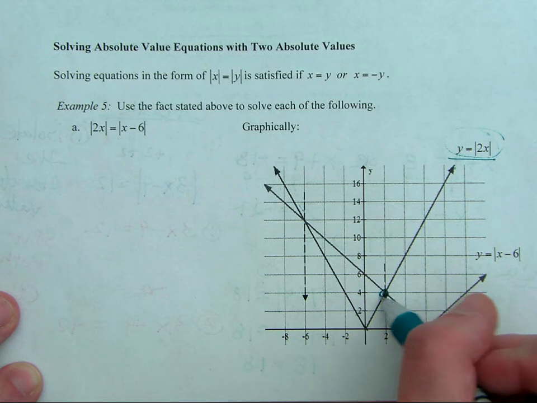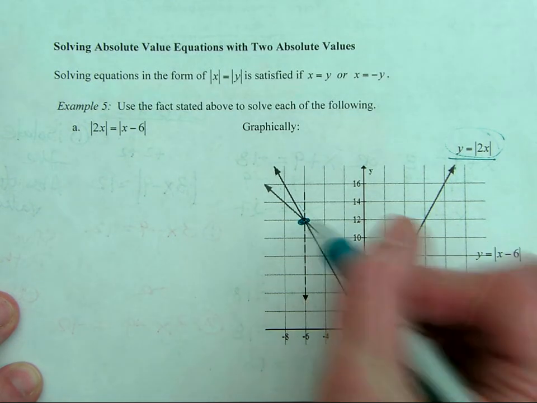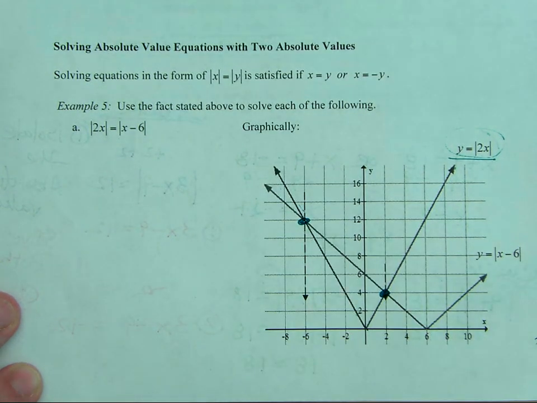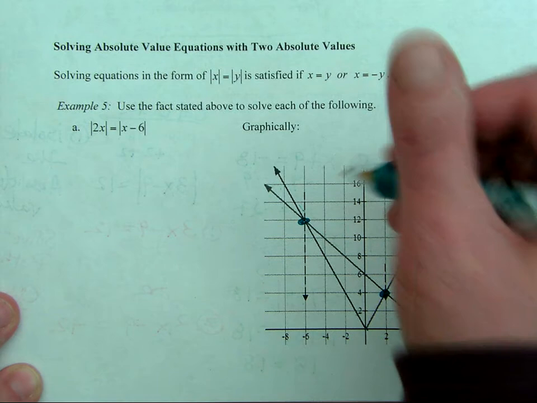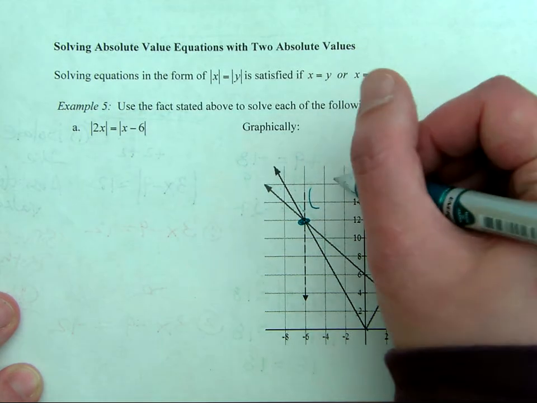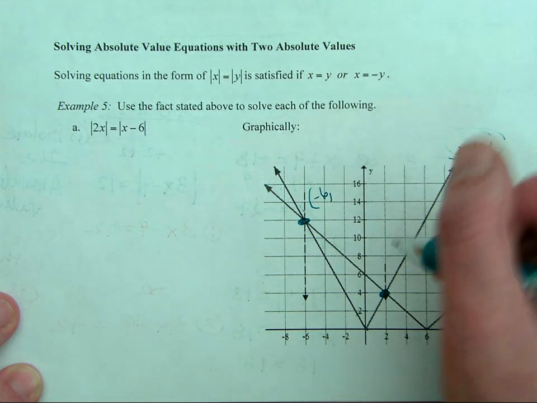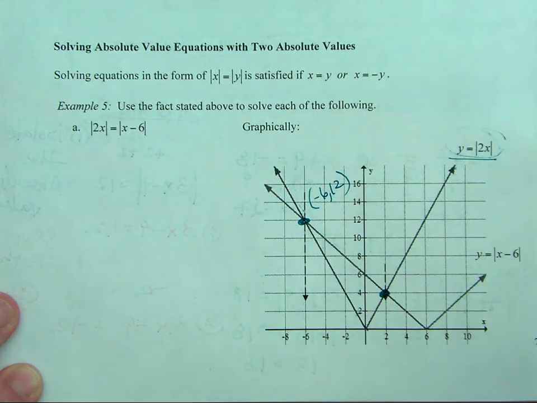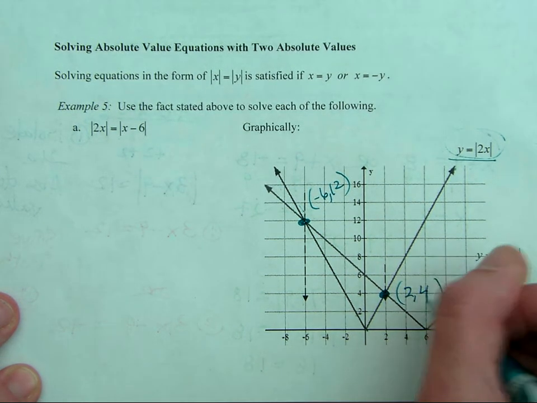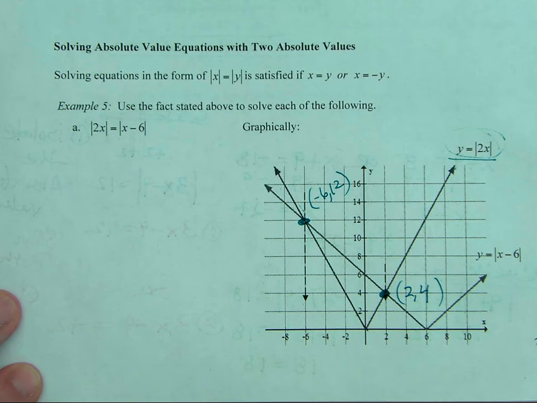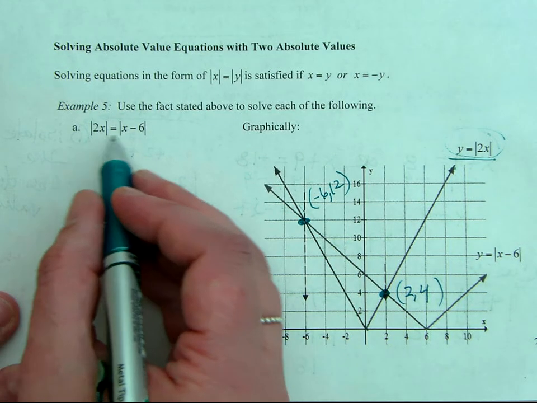What's cool about the graph is we can see what x values are the solutions there. Can anyone tell me? Negative 6, 12. Where did I get that information from? The ordered pair, right? And then what about this one? 2, 4. Yeah? Okay.